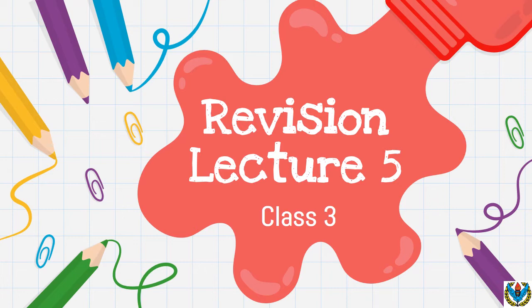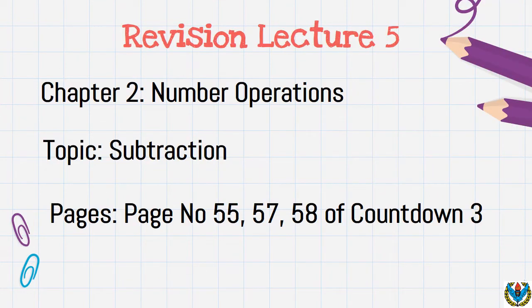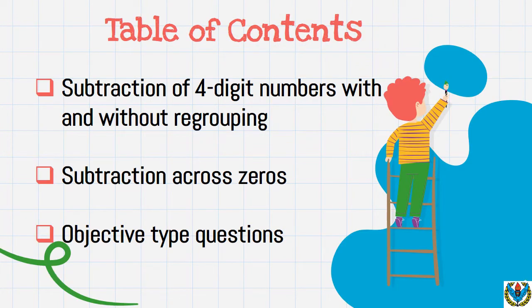In maths, we are heading towards the end of the revision of our first term syllabus. Today we are going to revise the topic subtraction from chapter 2, that is number operations. We will cover page number 55, 57 and 58 of Countdown 3. Today we will revise the subtraction of 4-digit numbers with and without borrowing. We will do subtraction across zeros in an easy way, and at the end I will guide you how to solve objective type problems regarding subtraction.